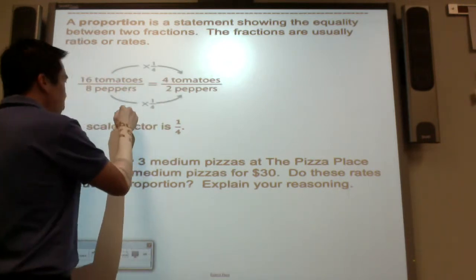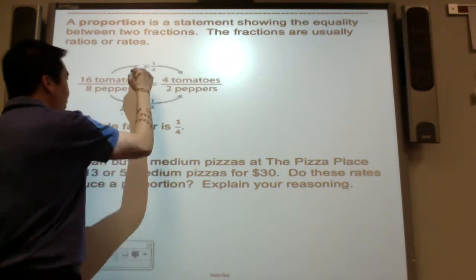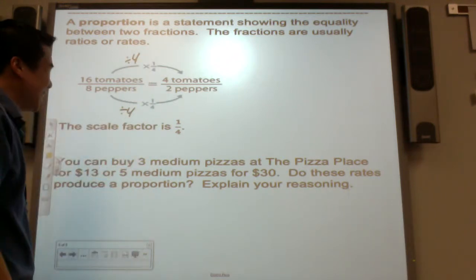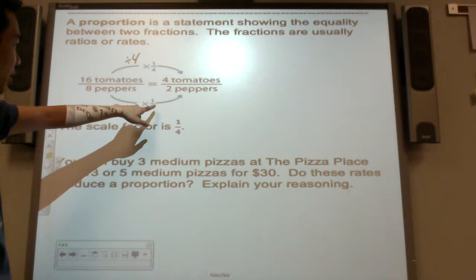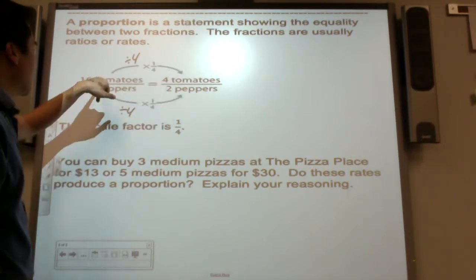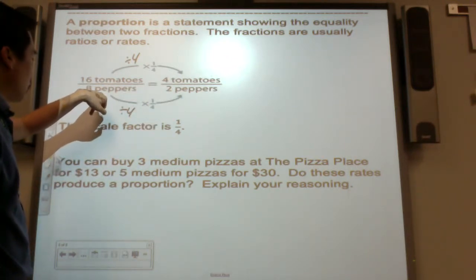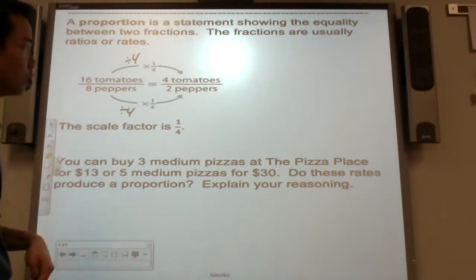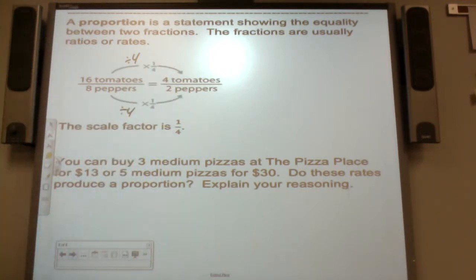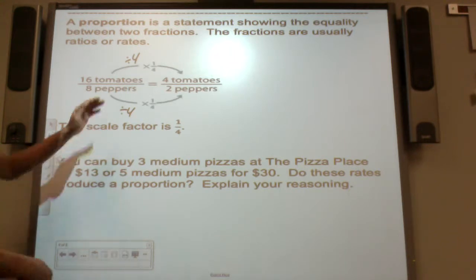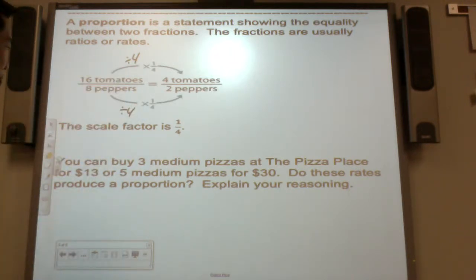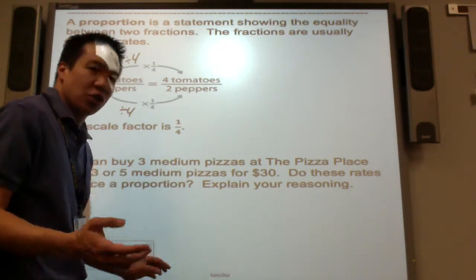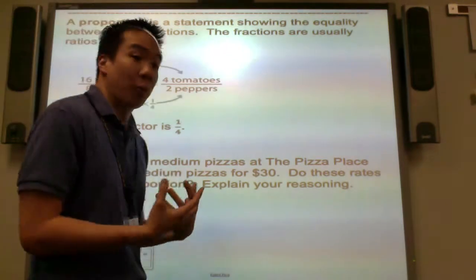So, because you break it down by dividing by 4, or another way to say it is you multiply by a fourth of it. 16 tomatoes to 2 peppers is the same as 4 tomatoes to 2 peppers. So the scale factor is 1/4, or we broke it down by dividing by 4, scale down. So we are going to try different examples to see if these two are ratios or form a proportion.